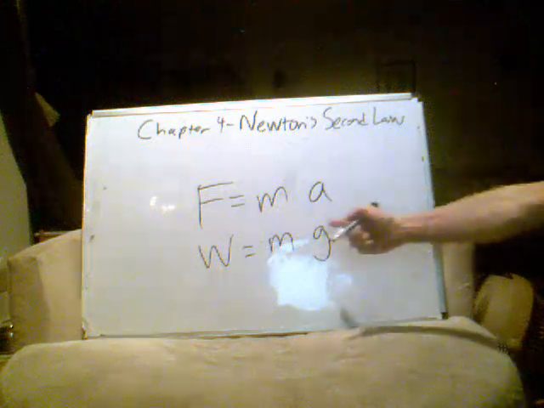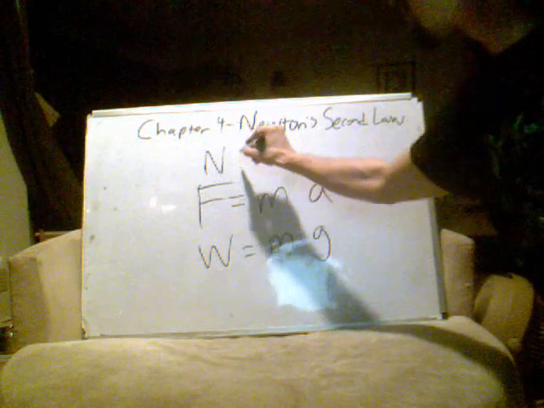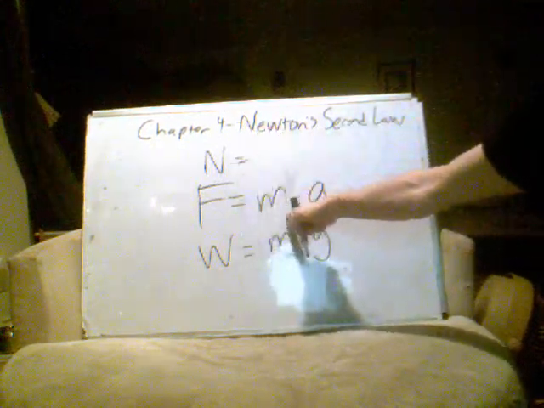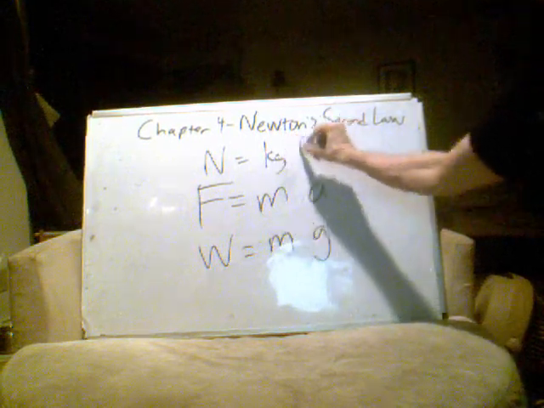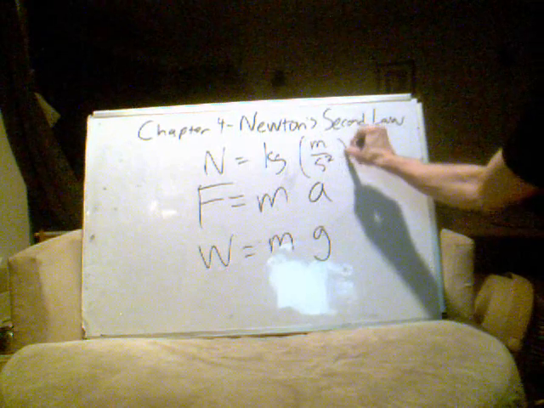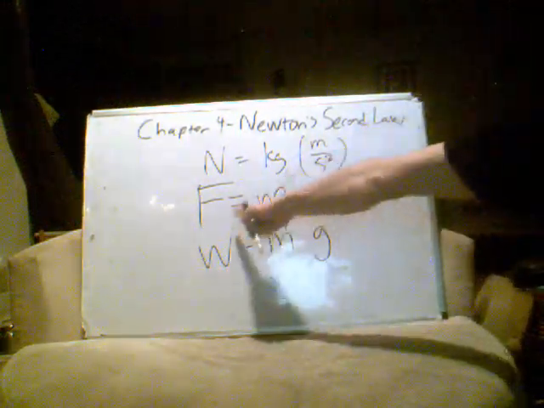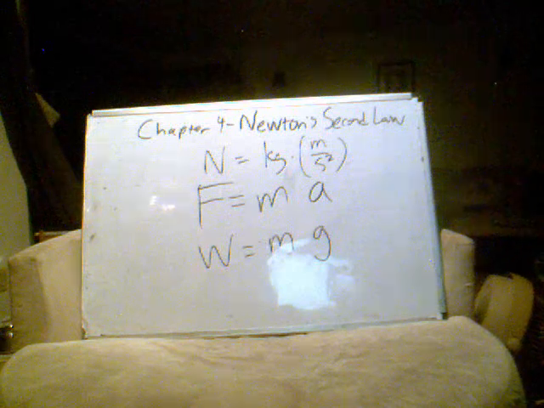Now, what are the units of a force? Well, the unit of a force is a newton. But what is a newton? What does it represent? Well, the unit of mass is kilograms, and the unit of acceleration, if you remember, is meters per second squared. Thus, a newton, or the unit of force, is kilograms times meters per second squared.